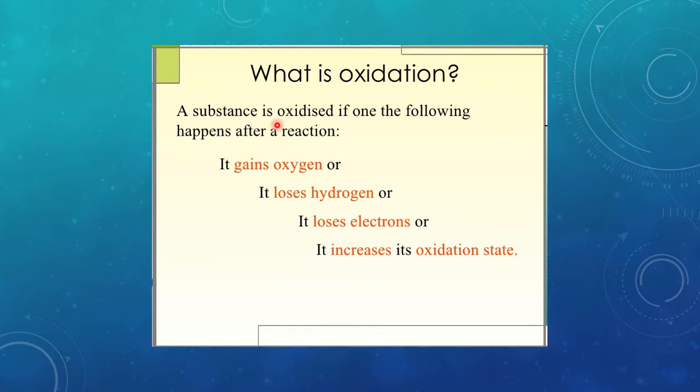What is oxidation? A substance is oxidized if one of the following happens in a reaction. For example, oxidation reaction can take place by gaining of oxygen or by losing hydrogen, vice versa, by losing electron or by increasing its oxidation state. Now, what is oxidation state? Oxidation state means the valence electron.